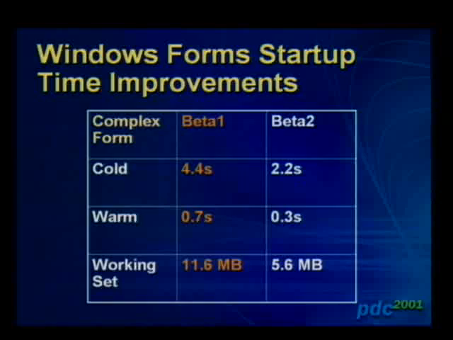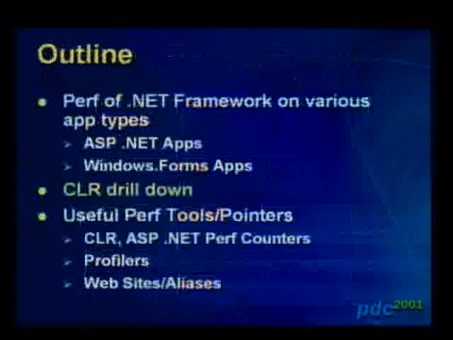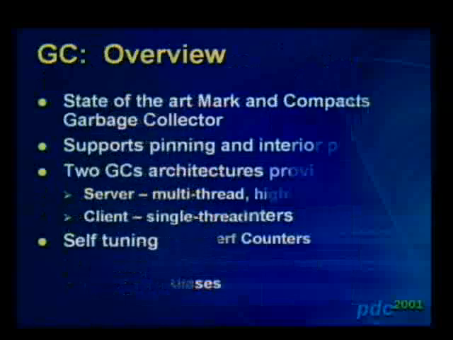But with that said, between beta 2 and RTM, we don't have similar wins. We haven't done as much work. So what you get for beta 2 is pretty much the performance that you get for RTM. In other words, the RC bits that you have won't be that much better than what you see here. And that's pretty much our V1 story. So that's pretty much the tips and tricks section, and let me drill into the CLR a bit.